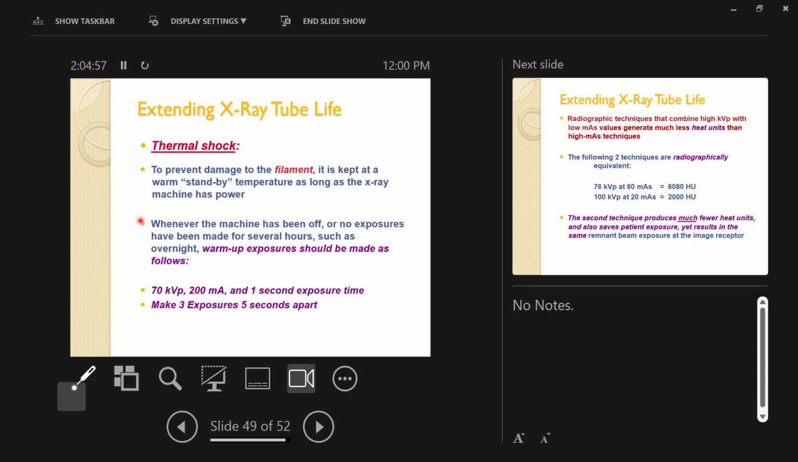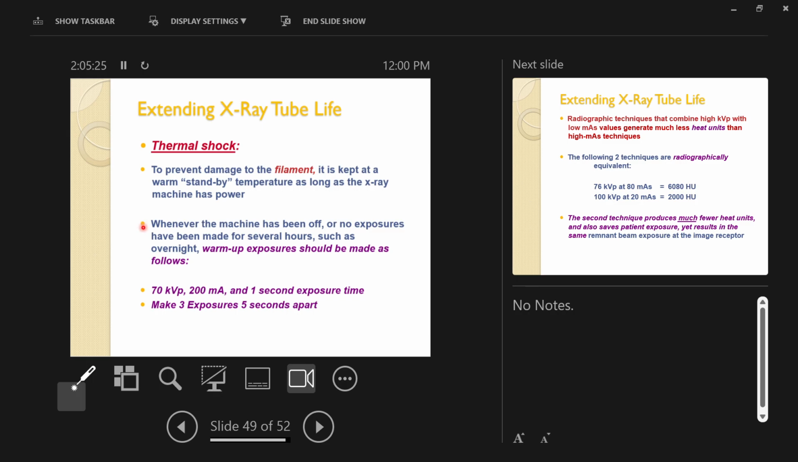So, the filament is kept warm. That's not the purpose of warming. The warming is to heat this big hunk of metal up, so that it's already warm. That way when we blast it with a big stream of electrons, we don't overheat it too quickly. Again, it's the same idea as letting your car warm up in the morning, or letting a hot pan cool down before you put it in the sink. It's just the reverse.